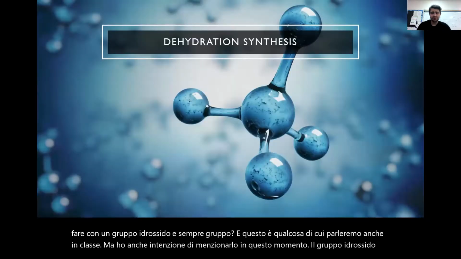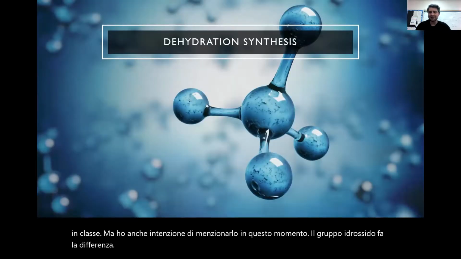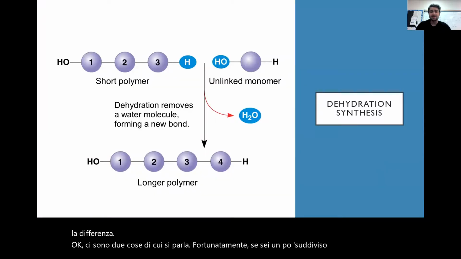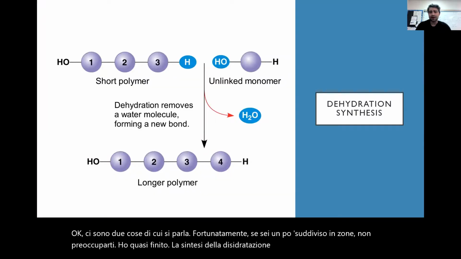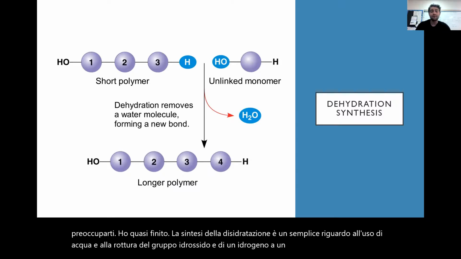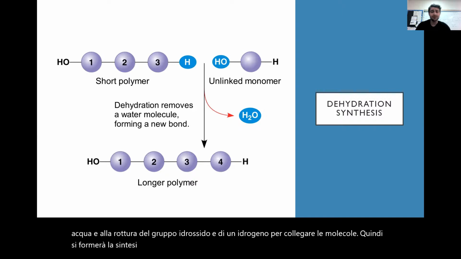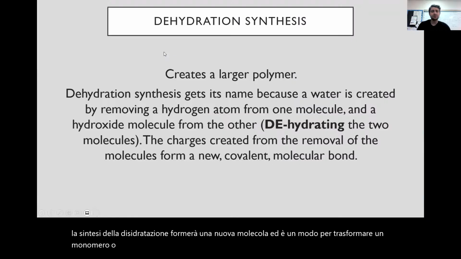Okay, there's two things we have to talk about. Luckily, if you're kind of zoned out, don't worry, I'm almost done. Dehydration synthesis is a simple reaction using water and breaking apart a hydroxide group and a hydrogen to link molecules. So dehydration synthesis will form a new molecule, and it's a way to make a monomer or two monomers into a polymer, or a polymer into a longer polymer. So it creates a larger polymer.